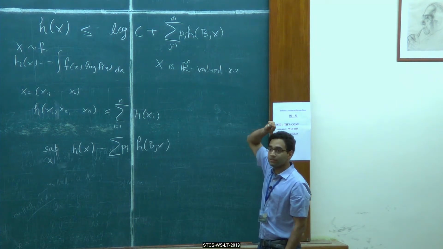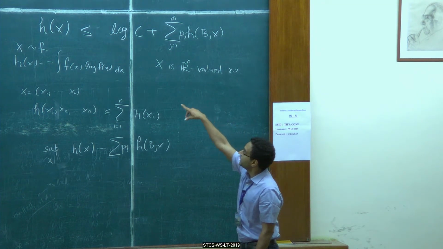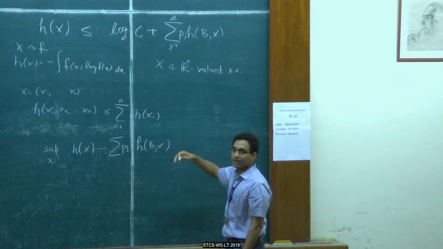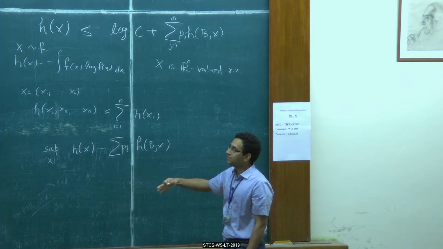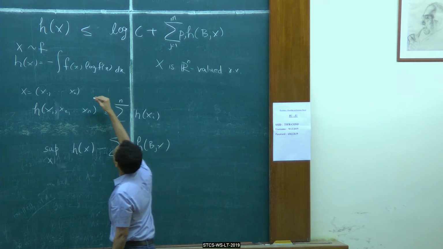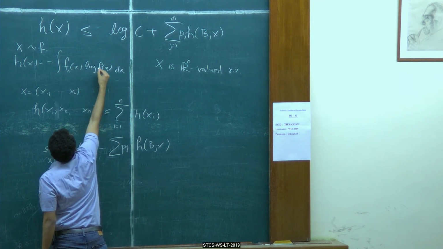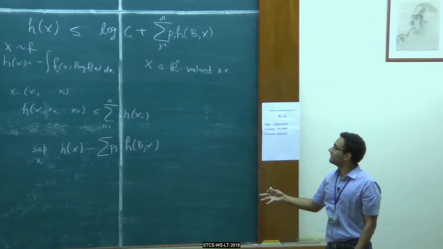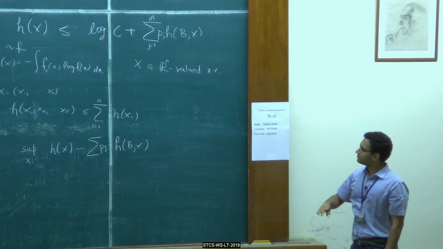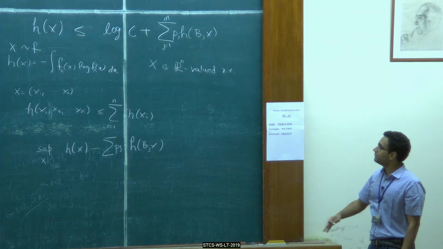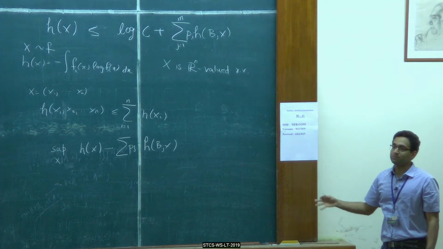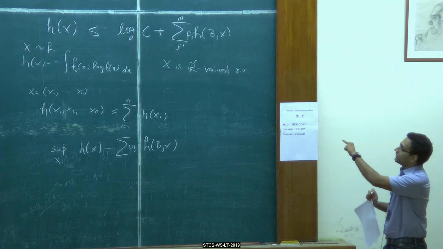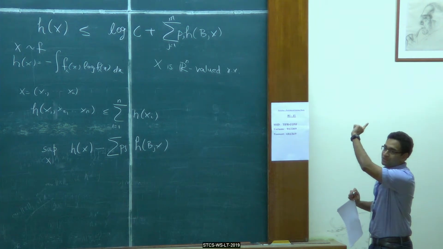In H, x is a random variable in R^n, and its density is f. Maybe I'll say f sub x to distinguish it from the f's that I've used before. So it's just the density of x. Given any random variable, you can calculate its entropy by integrating f log f and putting a minus sign. This f is not the same as the fj's that I've used before.